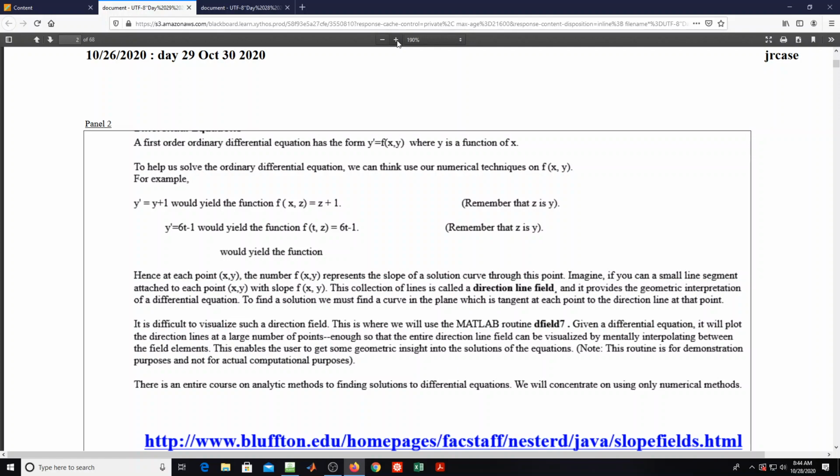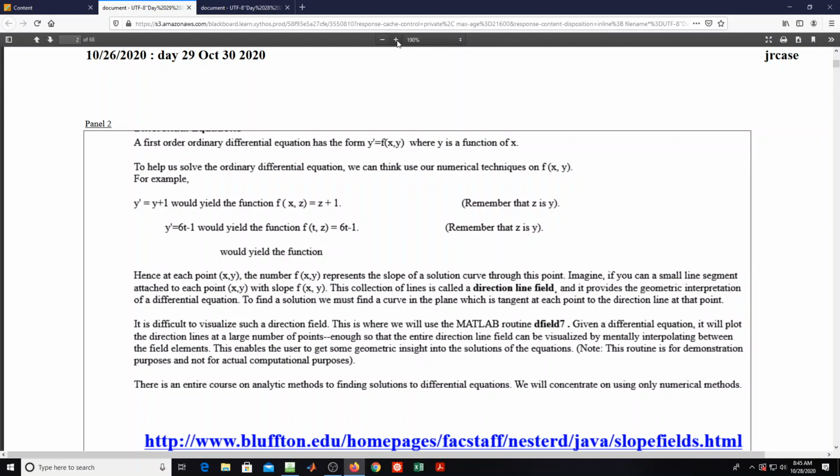So if we had y prime equal to y plus 1, that gives us that f of x, z would be z plus 1, right? So this is my second variable, and z plus 1. Y prime equal to 6t minus 1 would be f of t, z equal to 6t minus 1. And y prime equal to 3y minus 5x plus 1 would give me 3z minus 5x plus 1. So our derivative function is the thing that we're going to look at.